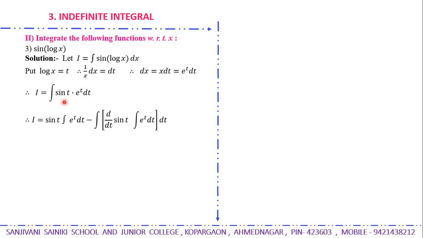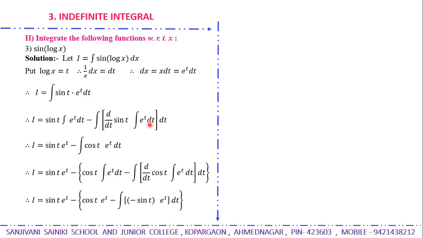Now use integration by parts. Sin t first function as it is, integration of the second, minus integration of d by dt of the first function, into integration of the second function. So sin t e raised to t minus integration of cos t e raised to t dt. So sin t e raised to t minus, cos t as it is, integration of e raised to t dt, minus integration of d by dt of cos t into integration of e raised to t dt, into dt.